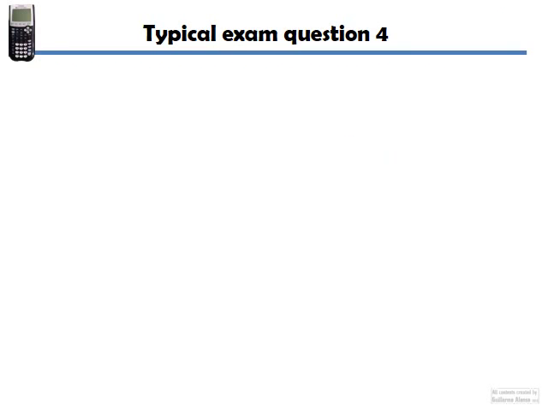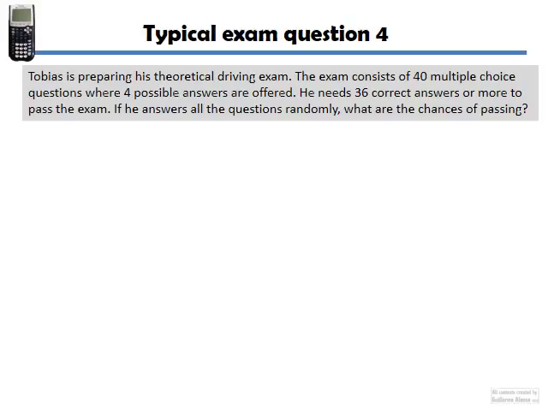So here's an example. Somebody is taking a driving exam and they know that there are 40 multiple choice questions. 4 possible answers are offered, okay? And he needs 36 correct answers or more to pass the exam. This, by the way, is what the theoretical driving exam in Spain used to be like. So suppose that he answers all the questions randomly. What are the chances that he passes? He decides not to study, he just goes ahead and randomly answers questions. What is the probability?